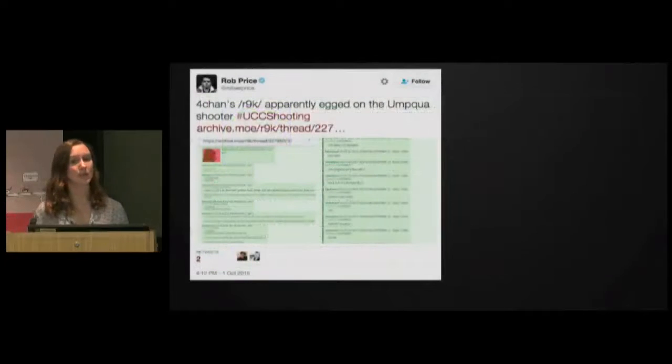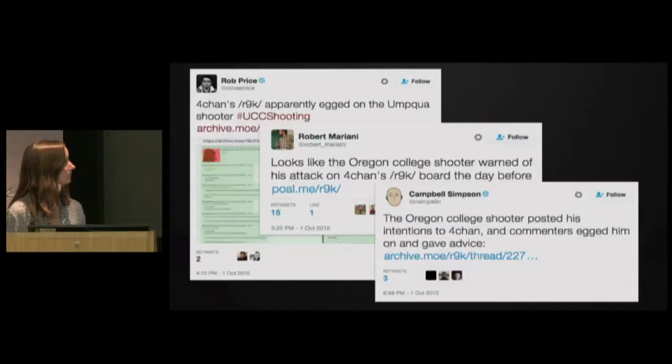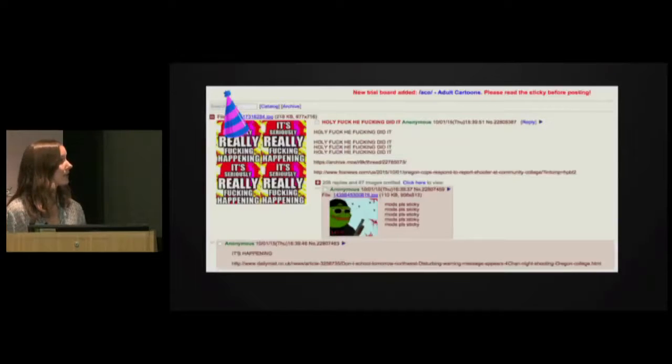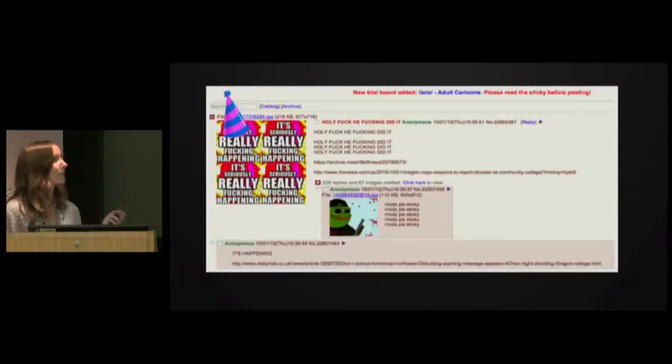Twitter users quickly began pointing to this post as possible evidence of a warning from the shooter. Here are just a few of those tweets. Simultaneously, R9K users started celebrating the shooting, linking to the archived thread and also news reports which seemed to indicate that a disturbing warning message had been shared the night before.